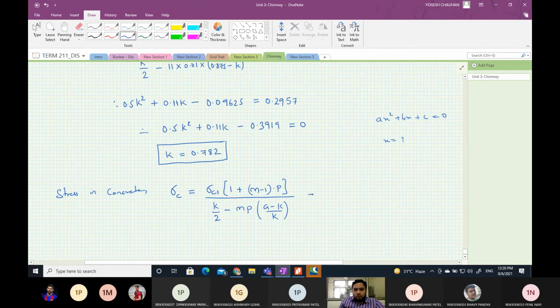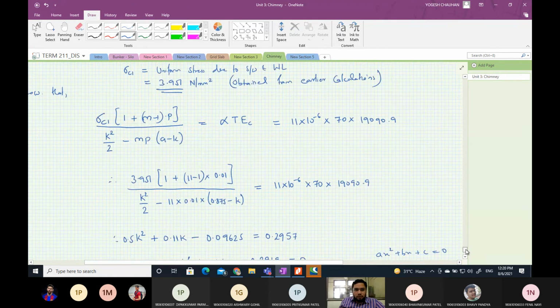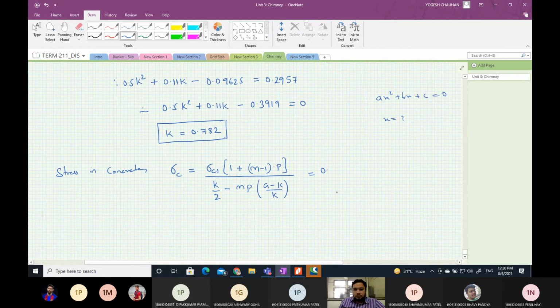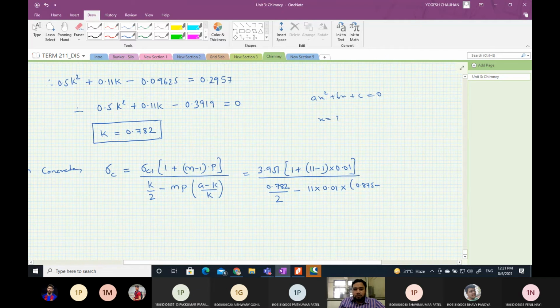So this will be equal to 3.951 into 1 plus modular ratio 11 minus 1 into 0.01, whole divided by k, that is 0.782 by 2 minus m is 11, p is 0.01 into a, the value of a is 0.875, minus the value of k is 0.782, divided by 0.782.